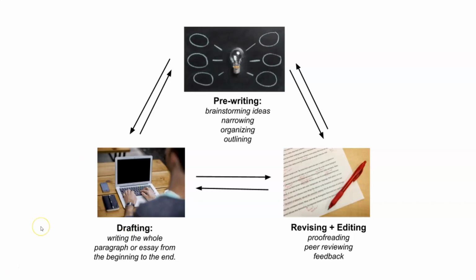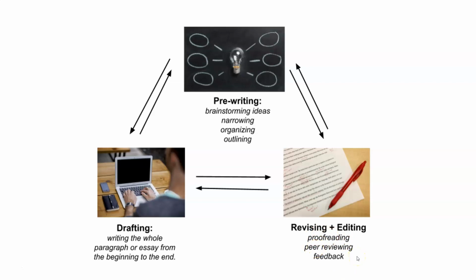The next stage is called drafting, and drafting just really means writing the whole paragraph or essay from the beginning to end. And finally, we have revising and editing. So revising is where we change the content and ideas, and editing is where we change the grammar, mechanics, or vocabulary. That sometimes is also called proofreading.